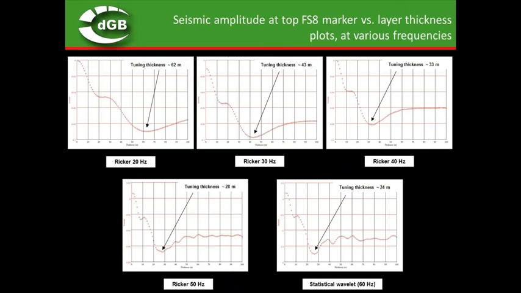So here is the crossplot between seismic amplitude at top FSZ marker versus layer thickness on the x-axis at various frequencies. So here you can see that the tuning thickness, which is essentially the thickness where your seismic amplitude attains its minima, is decreasing from 62 meters approximately, corresponding to a central frequency of 20 Hz, to 24 meters at a frequency of 60 Hz. So this way you can do your quantitative tuning analysis to approximate the maximum thickness that you can trust in terms of seismic amplitude characterization.